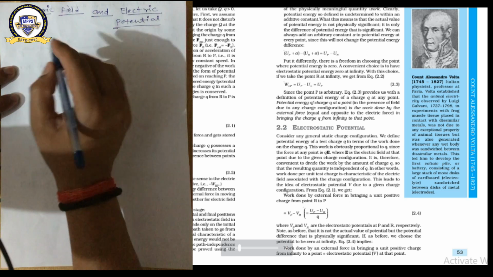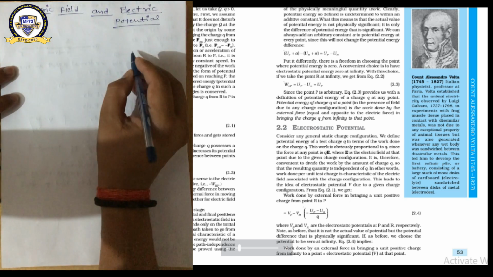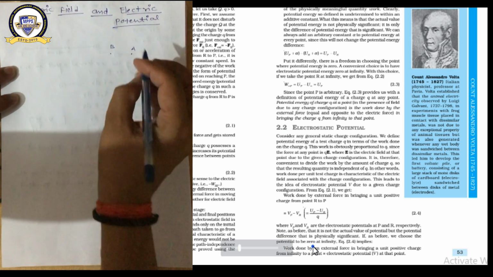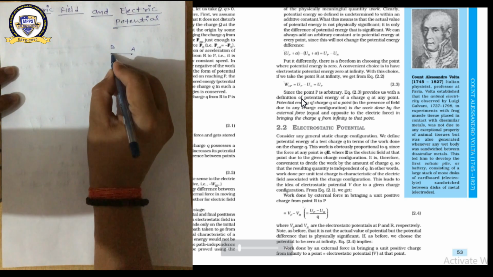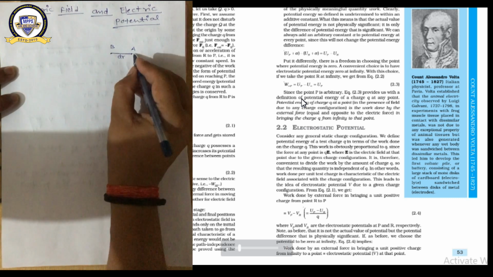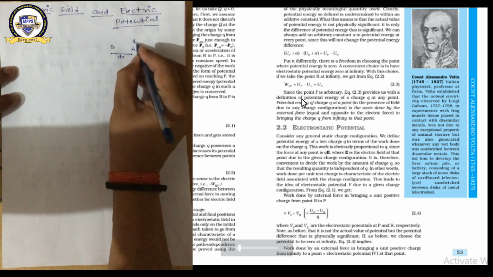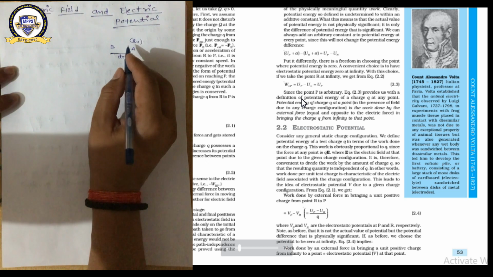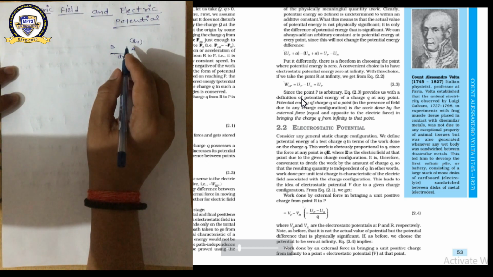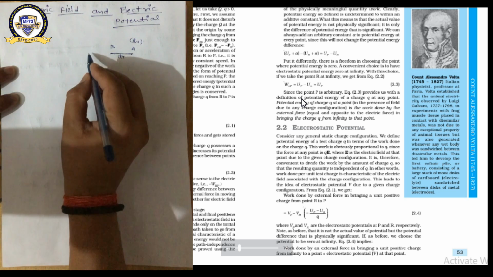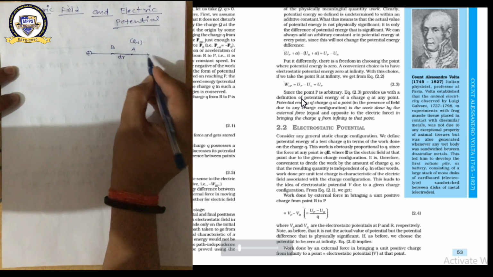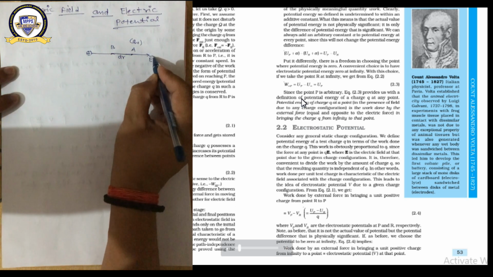For that, let us consider 2 points A and B. Suppose that here it is point A and here it is point B, and between them lies a very small distance dr. Suppose that initially the test charge q naught is at A, and suppose that the electric field generated by the point charge is E. Here it is the vector E.